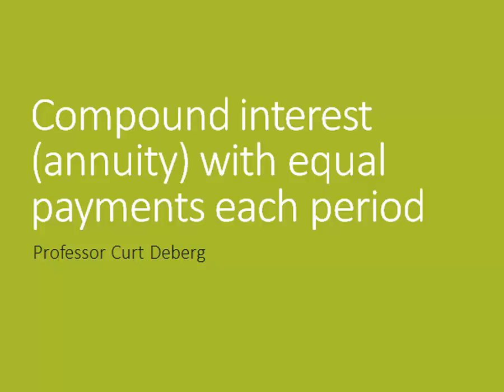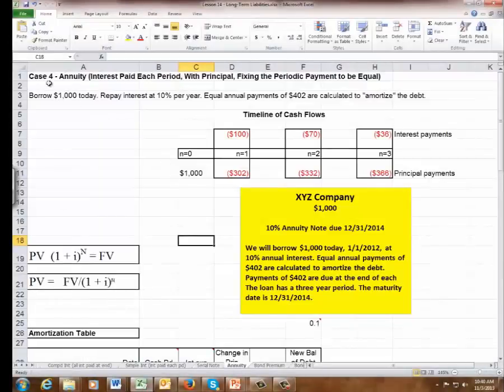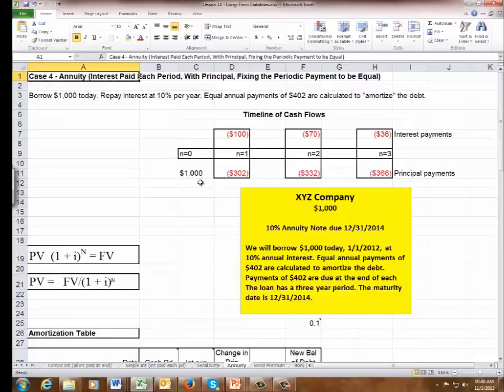This is the 4th case in a series of 6 cases, and we can contrast this case with the first three cases by looking at the videos 14C, D, and E. But let's go to lesson 14F, which puts us right here on our spreadsheet, called an annuity. And case 4, again, is entitled Annuity, with interest paid each period along with principal, but we fixed the total payment to be the same amount each period.